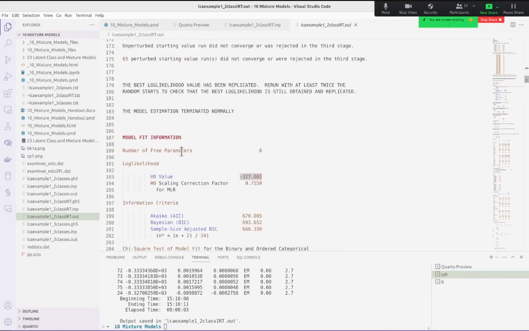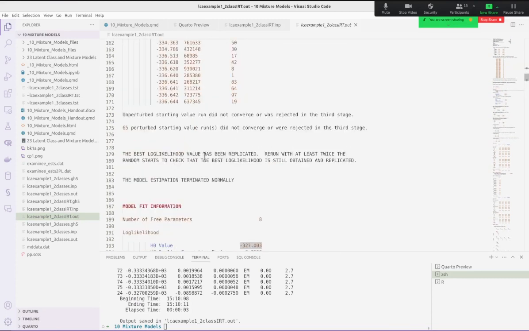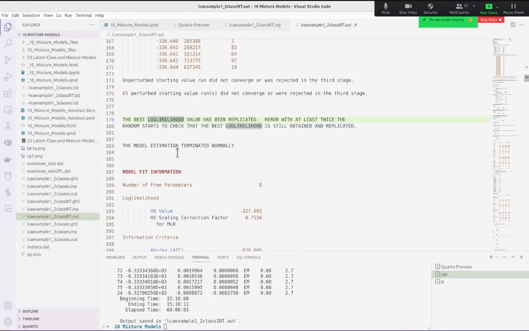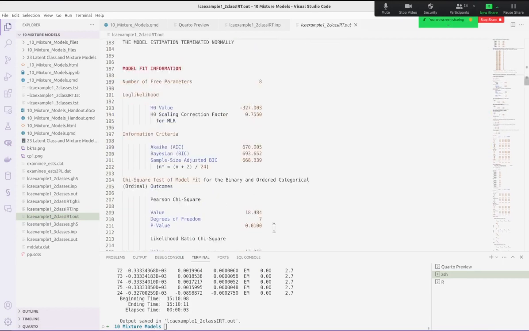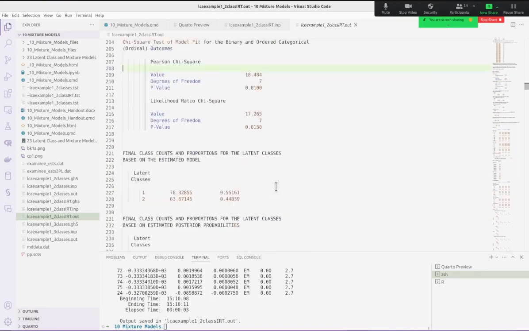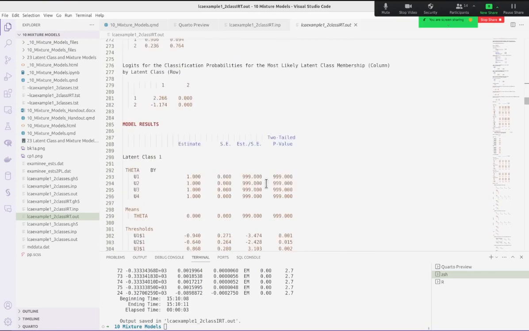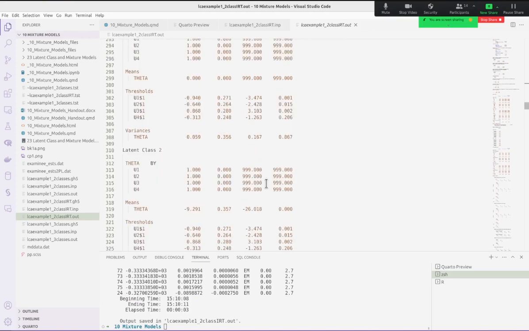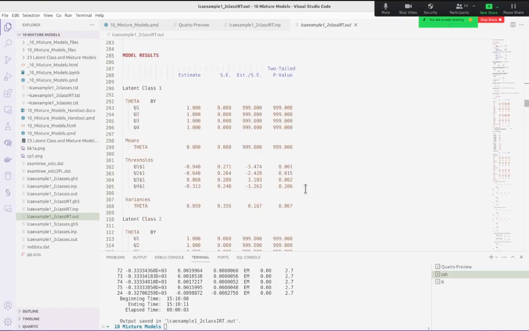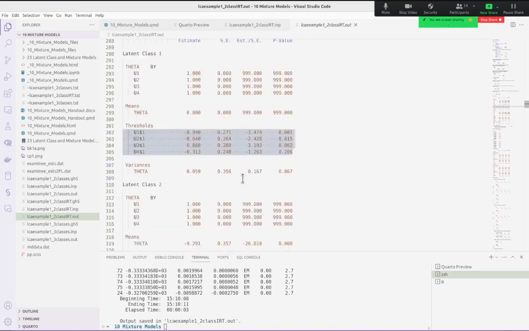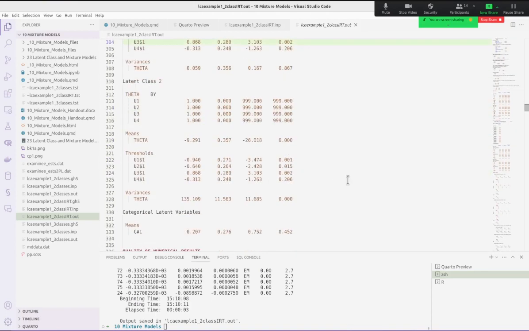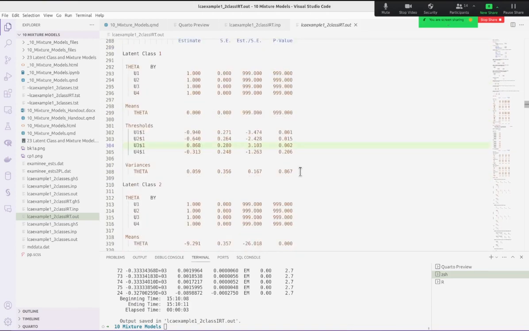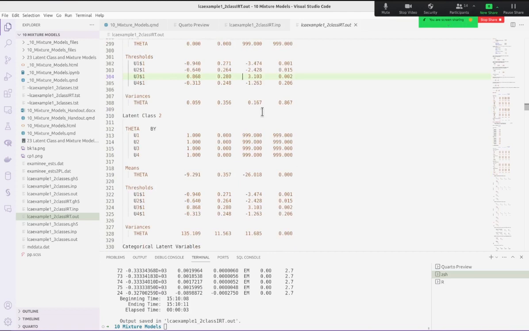So again, interpret this. Oh, it says best log likelihood has been replicated. Oh, okay. Better, I suppose. Worse model fit. But here it's a little bit easier. We can see the thresholds for each item. Right? Here are the thresholds for the first set, and the thresholds for the second set.